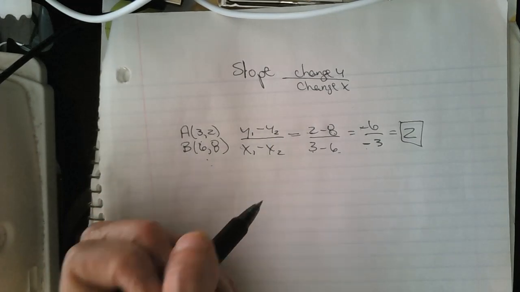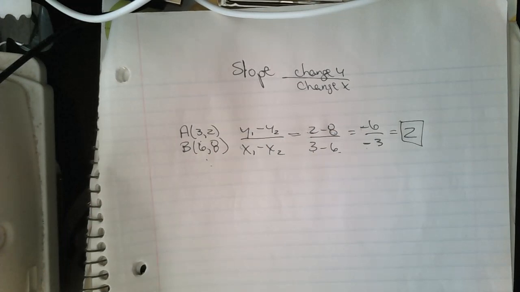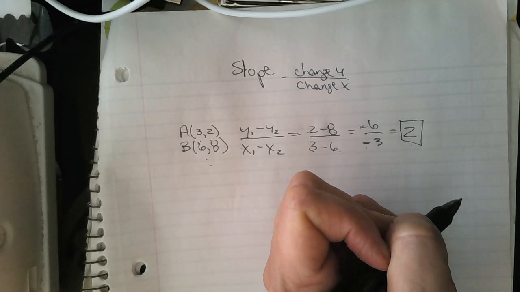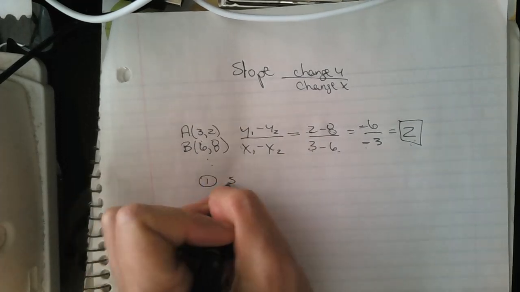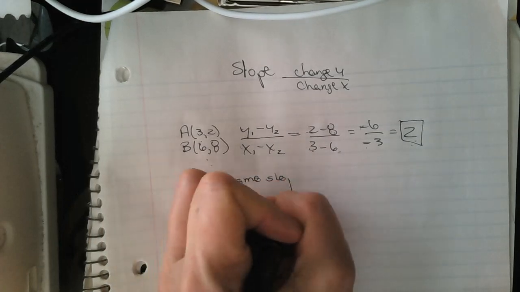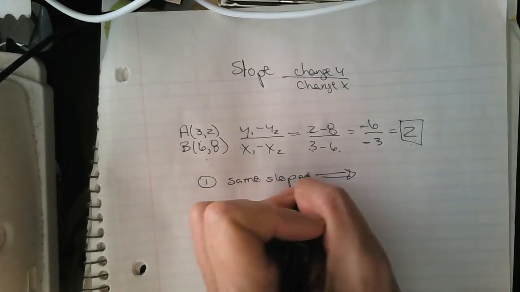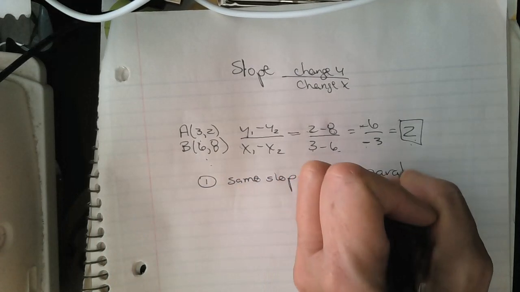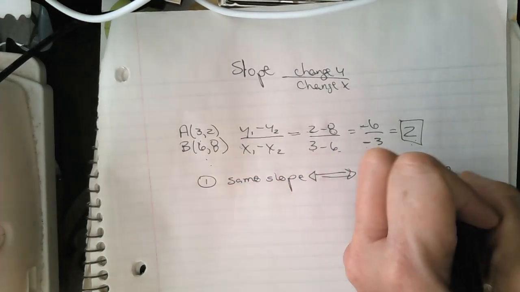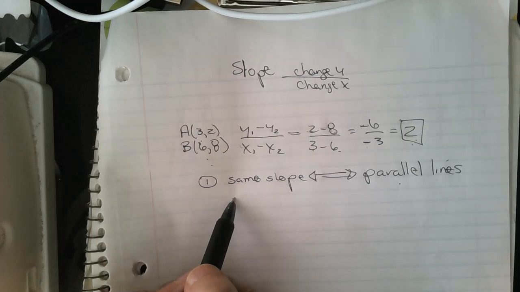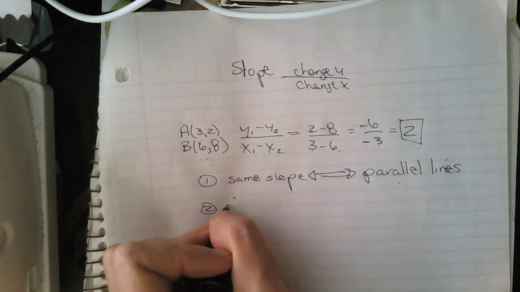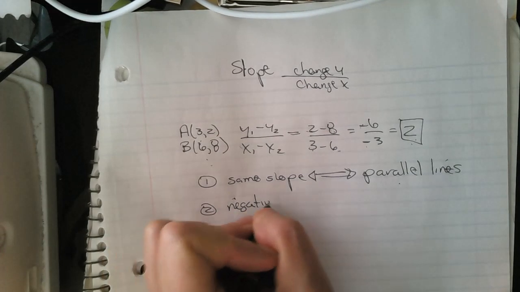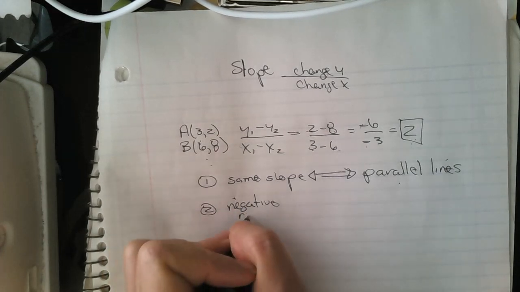So, any line that has the same slope is going to be parallel. That's Theorem 1. Same slope means that the lines are parallel. And vice versa. If the lines are parallel, they have the same slope. Okay. Negative reciprocal slope means they're perpendicular lines.